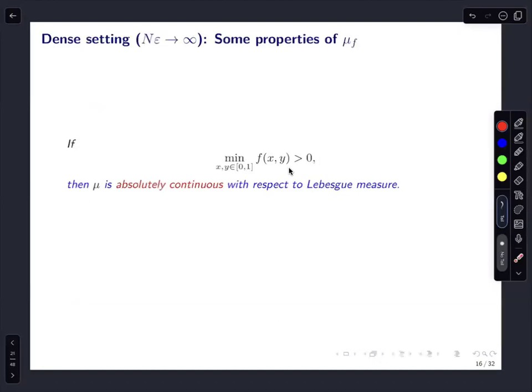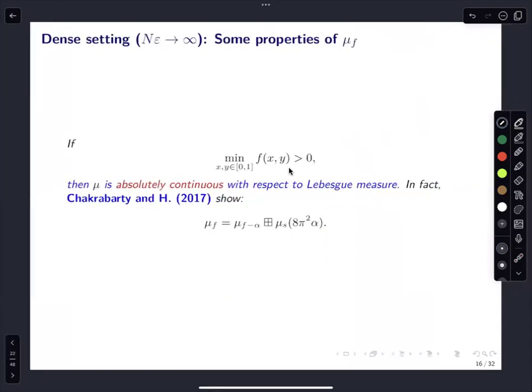So let me go to the dense setting where we have this mu f, and I want to state some nice properties of this mu f. The first property I want to state is that if you take f bounded away from 0, then mu f is absolutely continuous with respect to Lebesgue measure. Now, how do you show that?